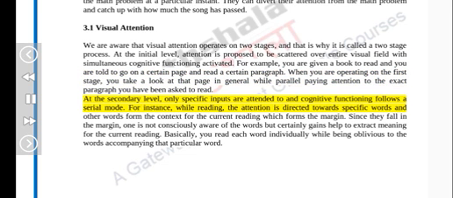At the secondary level, only specific inputs are attended to and cognitive functioning follows a serial mode. For instance, while reading, the attention is directed towards specific words and other words form the context for the current reading, which forms the margin. Since they fall in the margin, one is not consciously aware of the words but certainly gains help to extract meaning for the current reading. Basically, you read each word individually while being oblivious to the words accompanying that particular word.